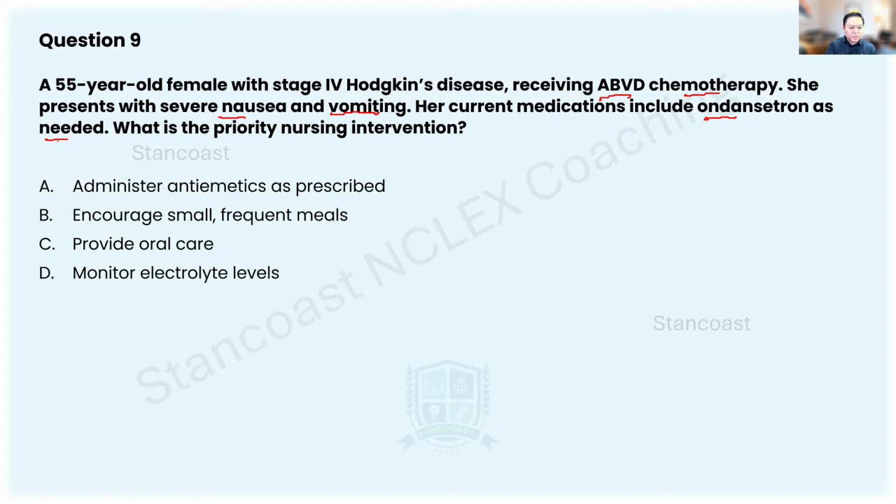I know these are all good interventions, guys. If I were the nurse in this situation, I would pick everything, but we are tasked with the priority nursing intervention. Everything looks good to me, but if we are going to choose the priority nursing action in order to prevent the occurrence of nausea, we are going to select letter A.